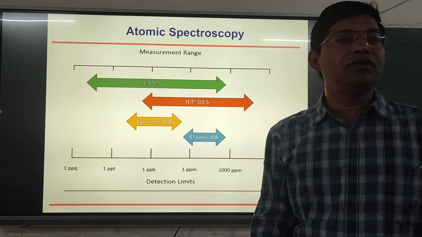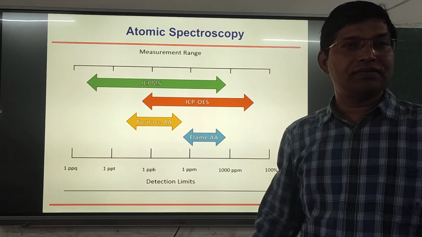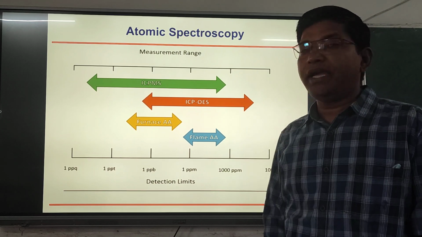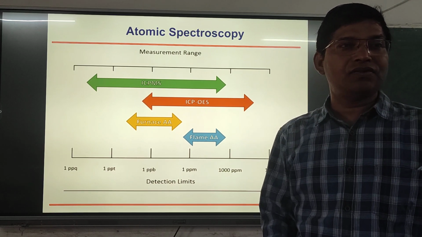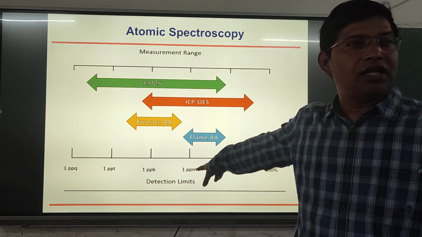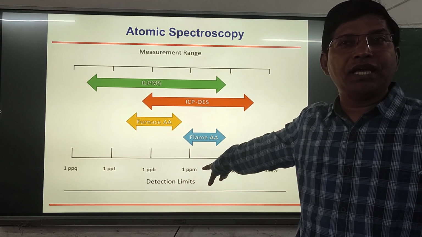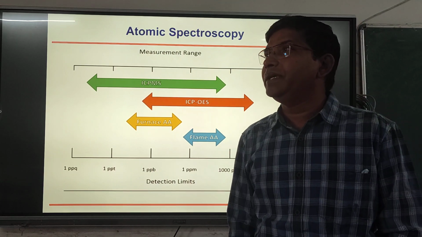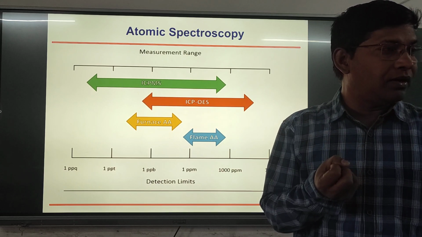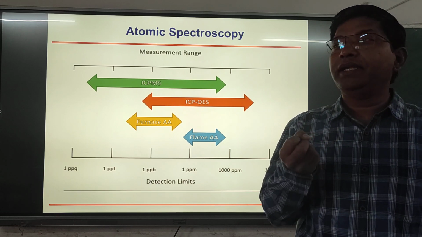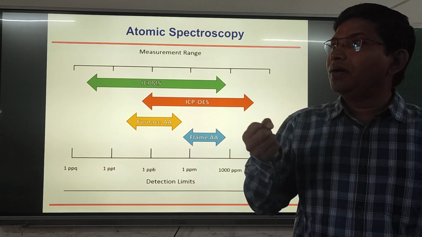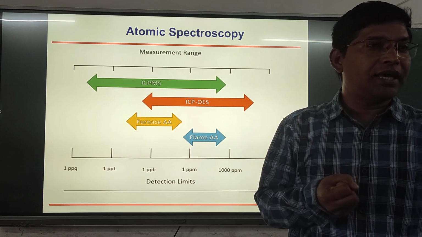If in any sample the concentration range is 1 to 1000 ppm, then at that time we will use flame AES. Suppose you want to determine iron, copper, nickel in a soil, then this instrument is very useful, because in soil samples or food samples, the concentration of iron in a food sample is at a ppm level.